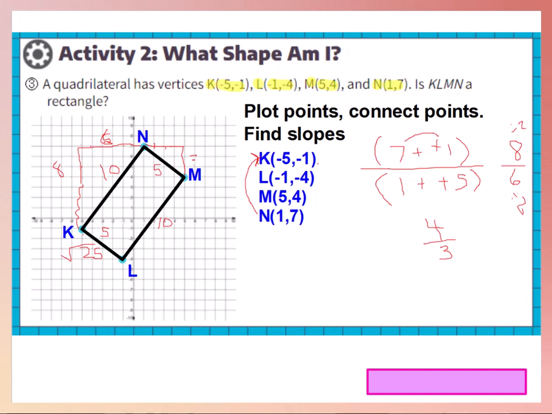Let me change colors here. A little bit bigger.